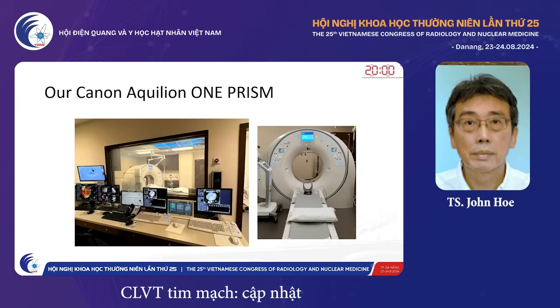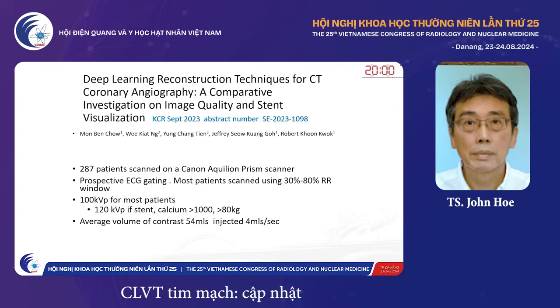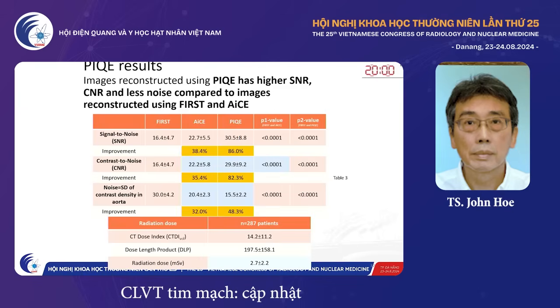This is our Canon Prism, and we use Peak software and reviewed 287 patients that were scanned, and we presented this paper at KCR last year. You can see that the signal-to-noise ratio has improved significantly, and at the same time, the radiation dose on average is only 2.7 millisievert.